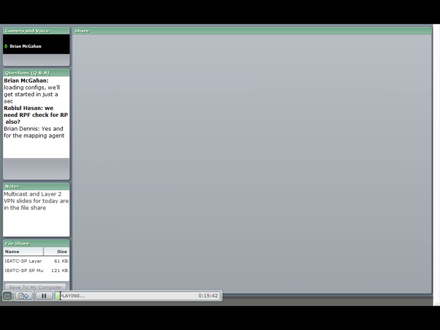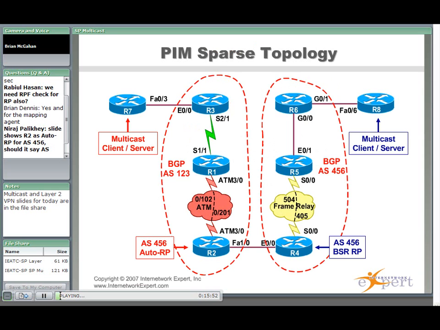Okay, there's a question here. I think, yeah, there's an error in this diagram. Let me bring it back up here. This here on the bottom left should say router 2 is going to be the rendezvous point for AS123, not 456. That should say AS123.